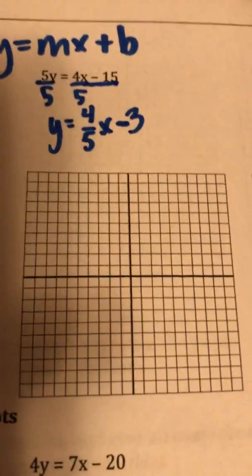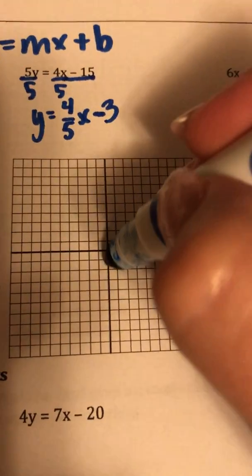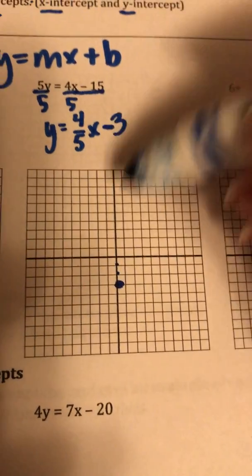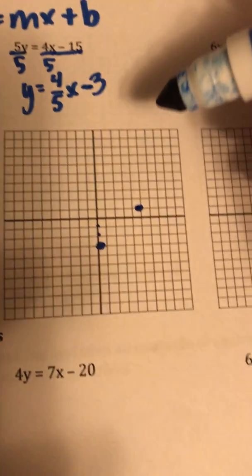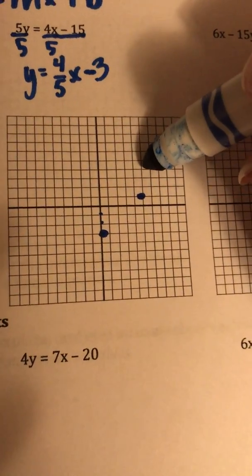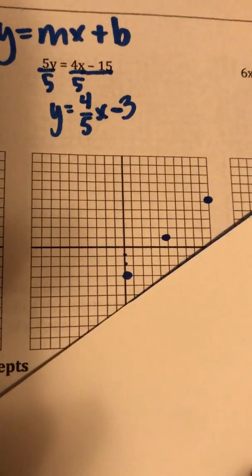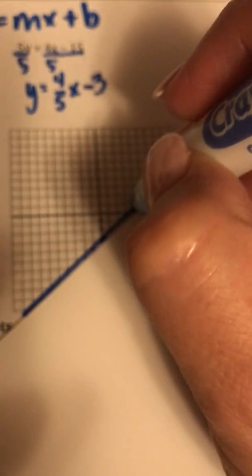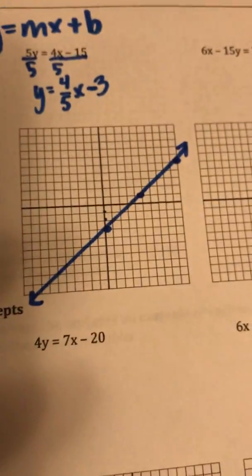All right, so again, you can see we have our y-intercept here of negative 3. 1, 2, 3. We have our slope of 4 over 5, so we go up 4 over 5. We go up 4 over 5, like that. And now we're going to line this up here, just like that.